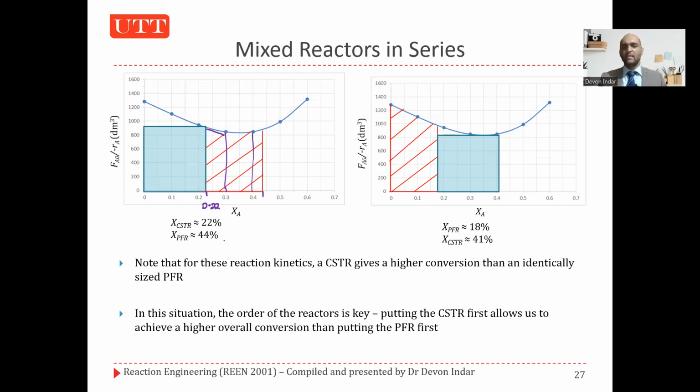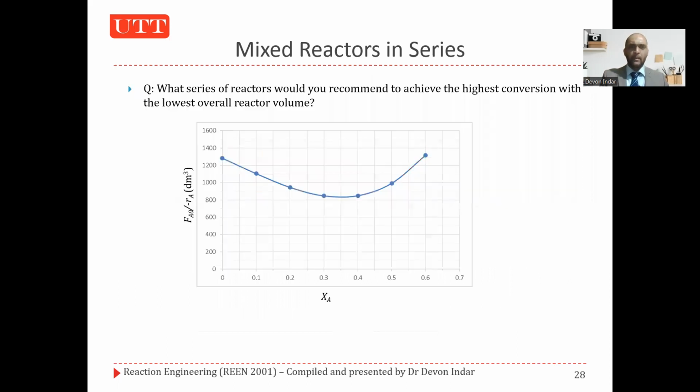But you can see that in this situation, the staging of your reactors is key. If we put the CSTR first, we get a higher conversion. Even though the reactors are exactly the same size, the order matters a lot. As a final consideration, suppose we had the same data set, and we were trying to get all the way to the highest conversion possible, 60% in this case, or highest conversion listed. What would be the reactor combination that minimizes your overall volume?